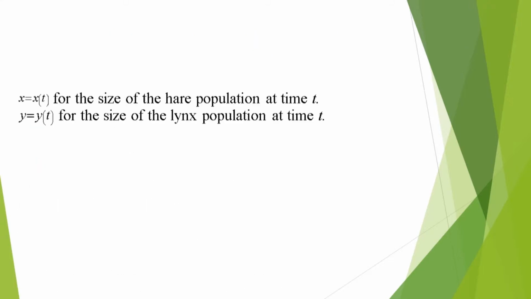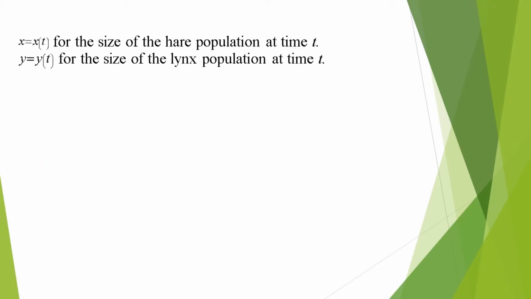Suppose x is the size of the prey population at time t. If there were no predator, this implies that the prey species grows exponentially, and we would have x prime t equal to ax. But there are predators, which must account for a negative component in the prey growth rate. Suppose y is the size of the predator population at time t.